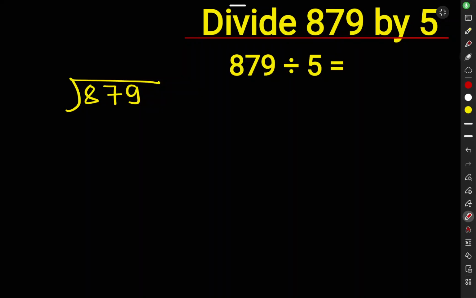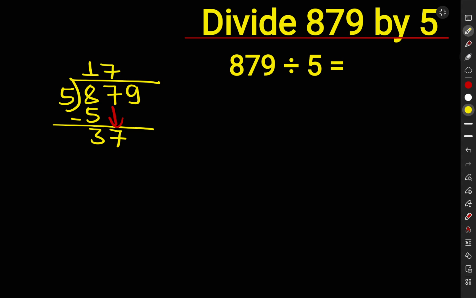We divide 879 by 5 in the long division method. 5 times 1 is 5. On subtracting we get 3. So now we put down this 7 and it is 37.